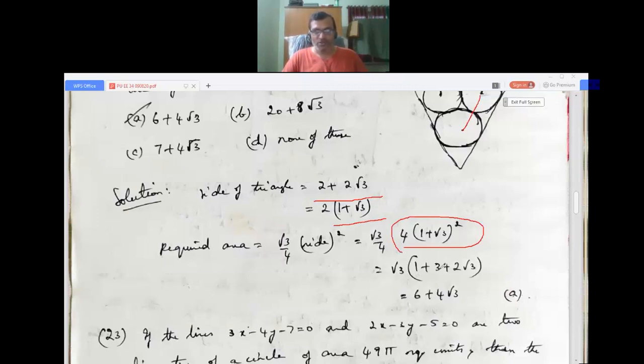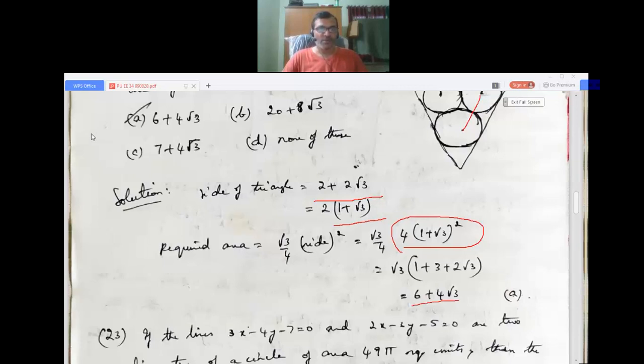So here also, what do we get? You can simplify this, right? So 1 plus 3 is 4. Multiply root 3 by 4 and by 2 root 3: root 3 plus 3 root 3 is 4 root 3. Then root 3 into root 3 is 3, into 2 is 6. So 6 plus 4 root 3. So we get option A. I hope it is clear to you.